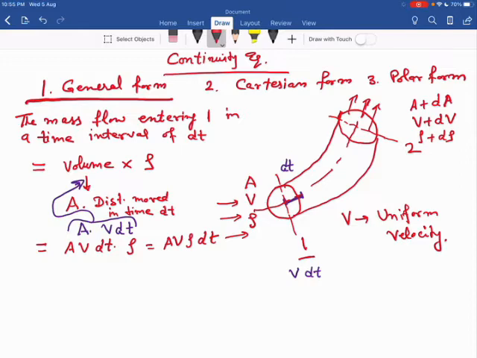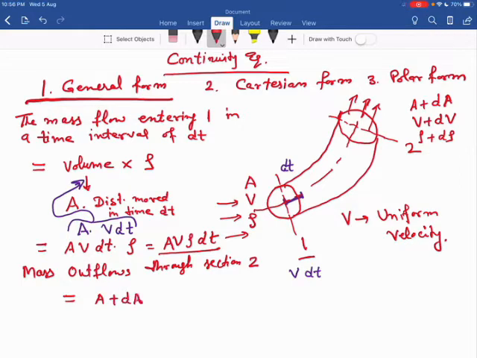Similarly, I write the mass outflow through section 2 on the same line. The cross sectional area at section 2 is A plus dA, velocity is V plus dV, density is rho plus d rho, multiplied by time dt.